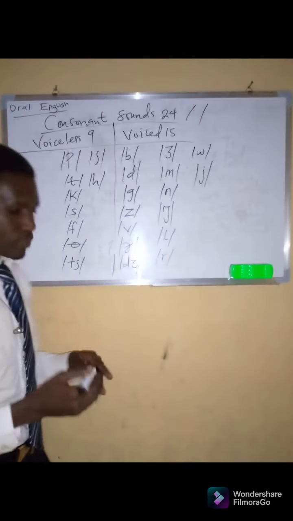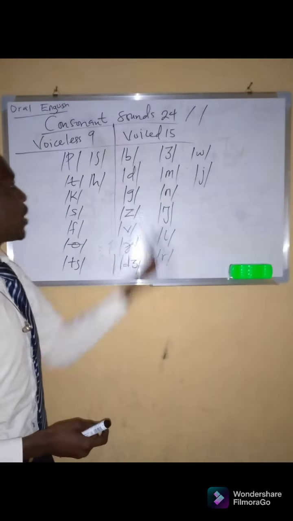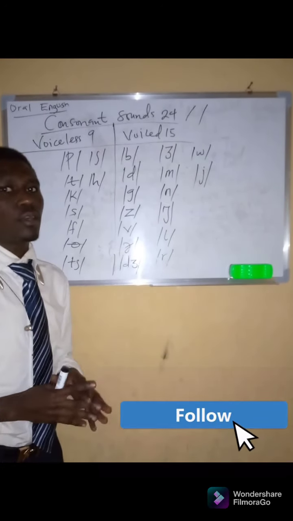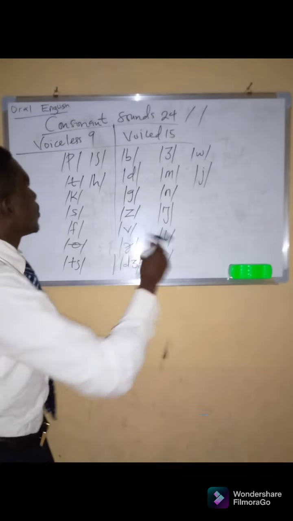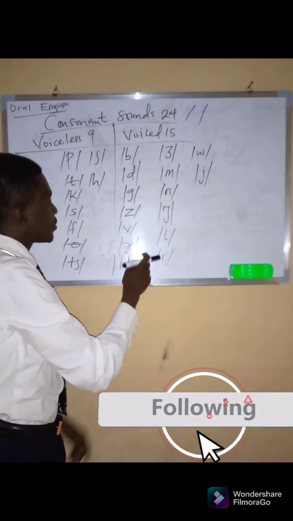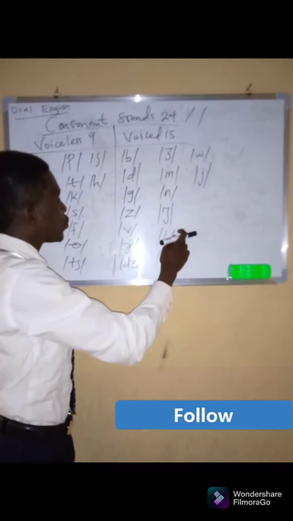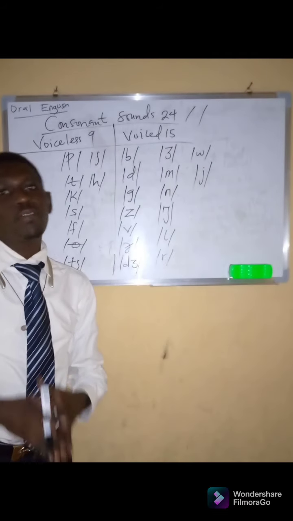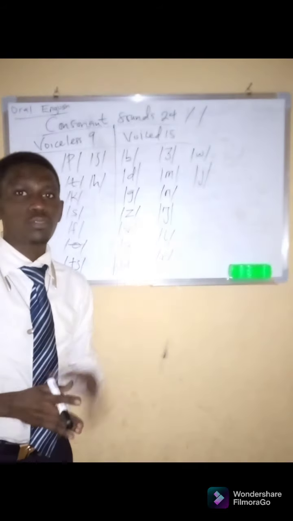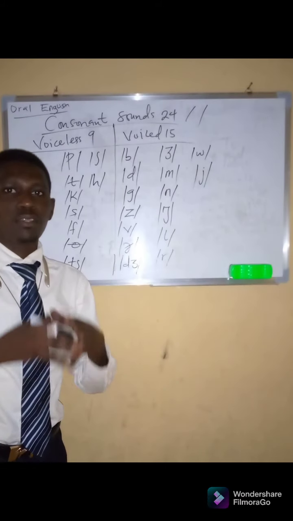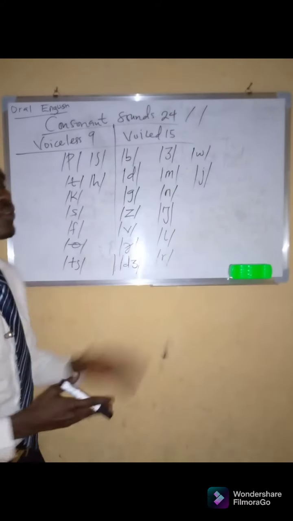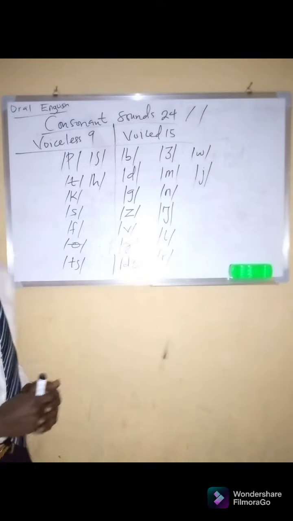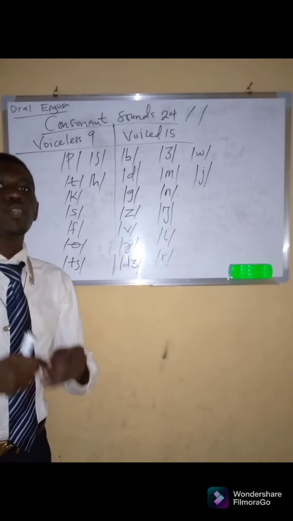So let me take them once again. But before then, let's count and confirm to see that there is no phonetic sound left unwritten here. 1, 2, 3, 4, 5, 6, 7, 8, 9, 10, 11, 12, 13, 14, 15. And remember, we said there are 15 phonetic sounds or phonetic symbols as voiced consonant sounds. So we have 9 voiceless and 15 voiced consonant sounds. Now let's take them again with 1 or 2 examples in words.